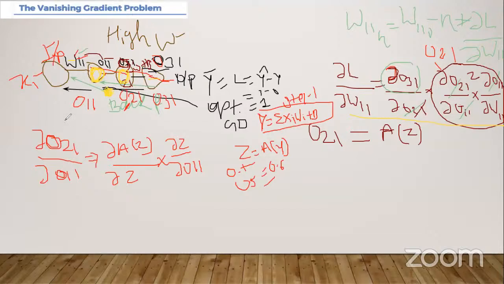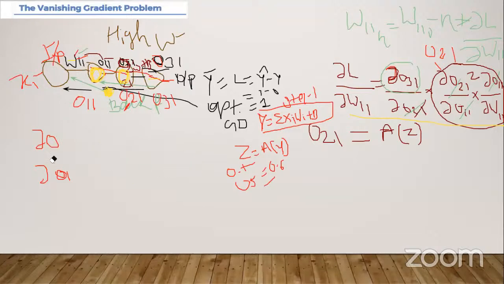So what I have written here, let me use a different color and write it again. Maybe red is more prominent. Let me use a darker color to write it in a better way. So I'm trying to write a relationship between O21 and O11 when I am trying to calculate the loss for O21 with respect to O11.